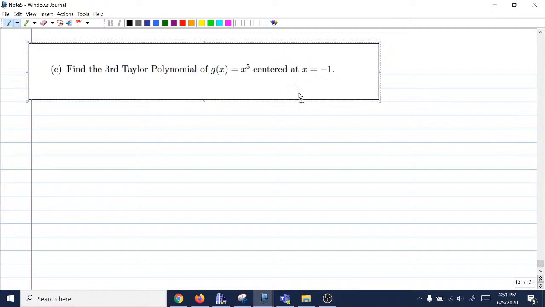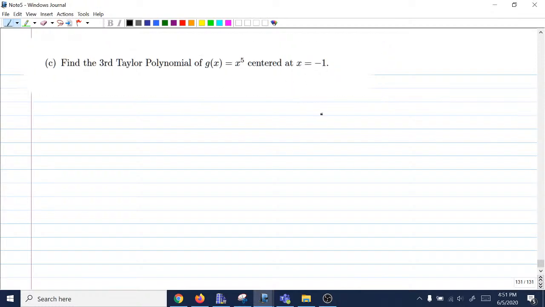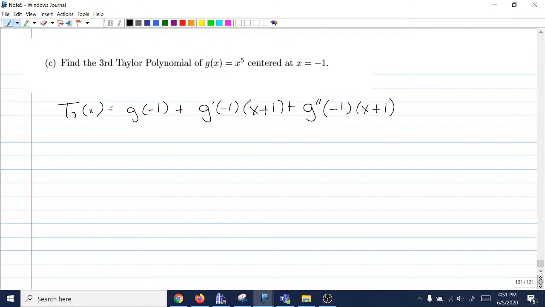For the third Taylor polynomial at x equals -1, the thing is going to be g of -1 plus g prime of -1 times x minus -1, plus g double prime of -1 times x minus -1 squared, over 2 factorial, plus g triple prime of -1 over 3 factorial times x minus -1 cubed. That's the third one. I know all the pieces of the setup except for what these numbers are. I work these numbers out by taking that function and working out its derivatives.